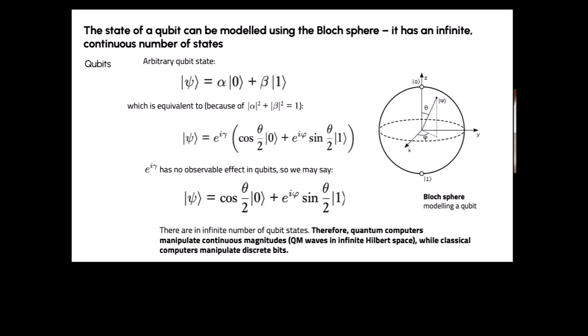So you see the one is here, the zero is on the other side. And basically, depending on the linear combination of the two, you end up on a point of the sphere. And so that shows you that there are infinitely many points that a quantum bit can take on.